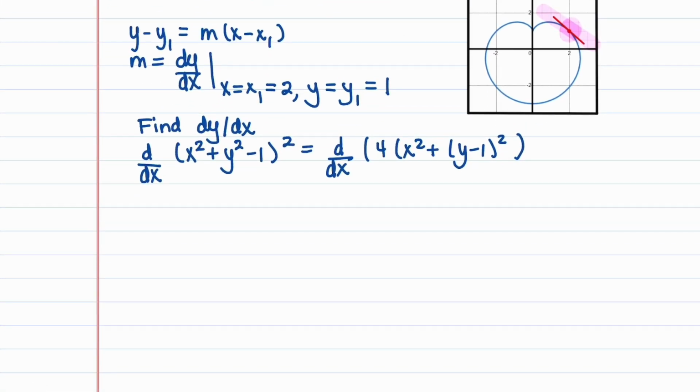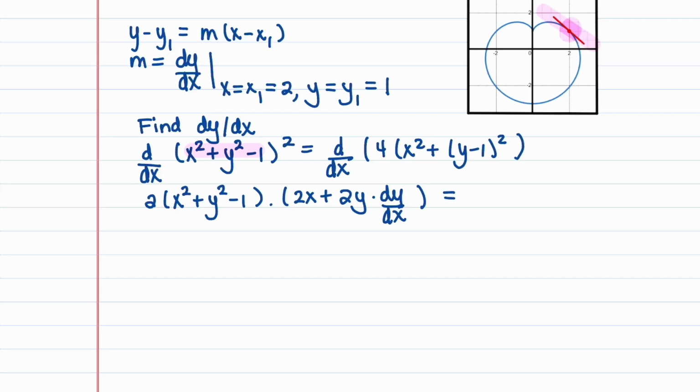Looking at our left-hand side, we are going to use the power rule to find the derivative. So that is 2 times x squared plus y squared minus 1 times the derivative of what's inside, which is 2x plus 2y times dy dx.